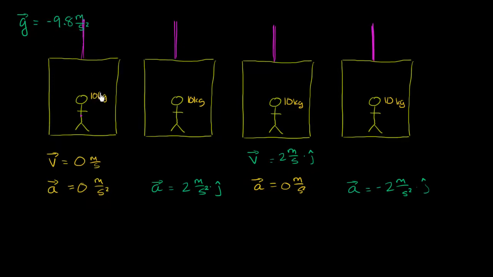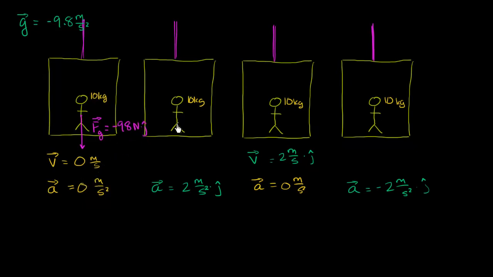So you multiply this times 10 kilograms. The downward force, the force of gravity, is going to be 10 times negative 9.8 meters per second squared, so negative 98 newtons. And I could say that that's going to be in the j direction.